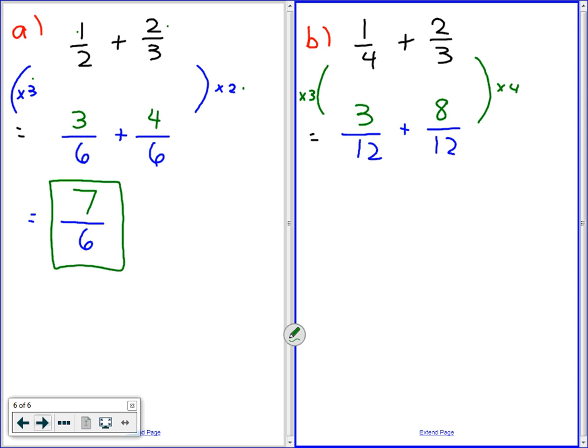All right, Alan, it's your time to shine. 3 over 12 plus 8 over 12 is? 11 over 12. Very good. We're going to do lots of examples. Stay until we get good at this, okay?